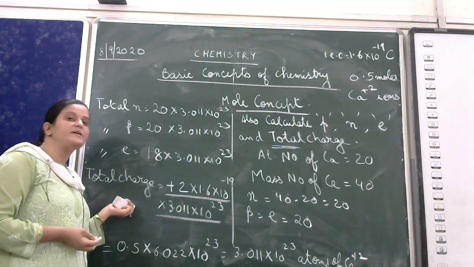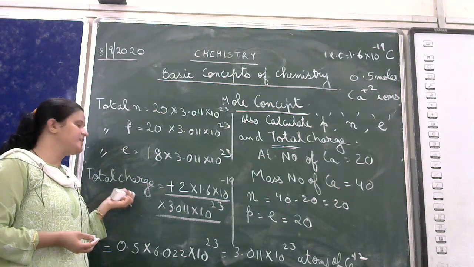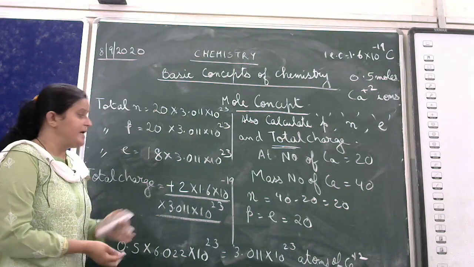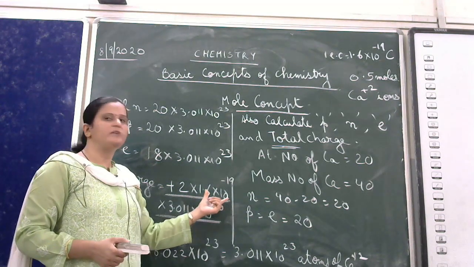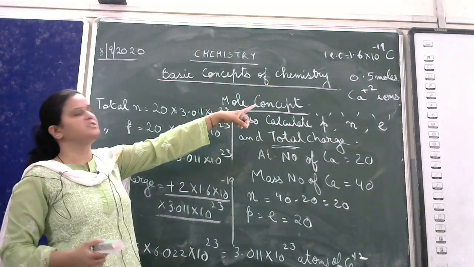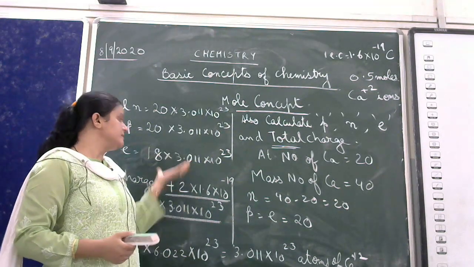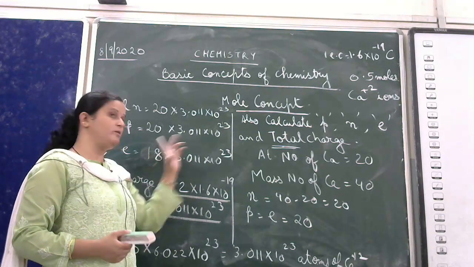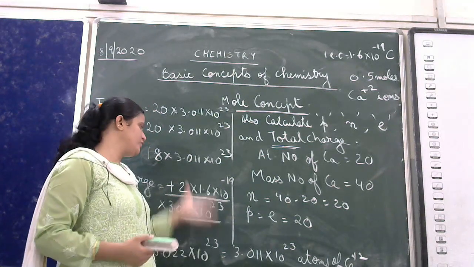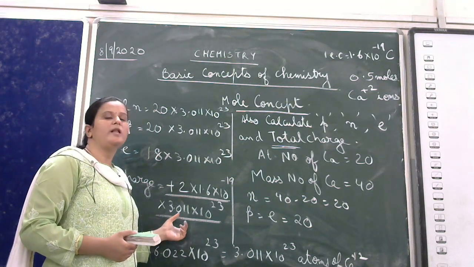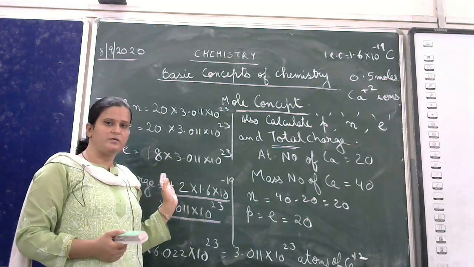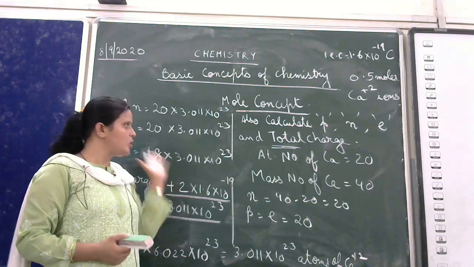And the last thing is, how are we calculating the total charge? The electronic charge is 1.6 into 10 to the minus 19 coulomb. This is one electronic charge. What is the charge over there? Plus 2. This charge will be present in one atom. How many atoms are given to me? These many. So if you multiply, this will be your total charge present in 0.5 moles of calcium plus 2 ions. I hope it is clear to everyone. Okay. Next.